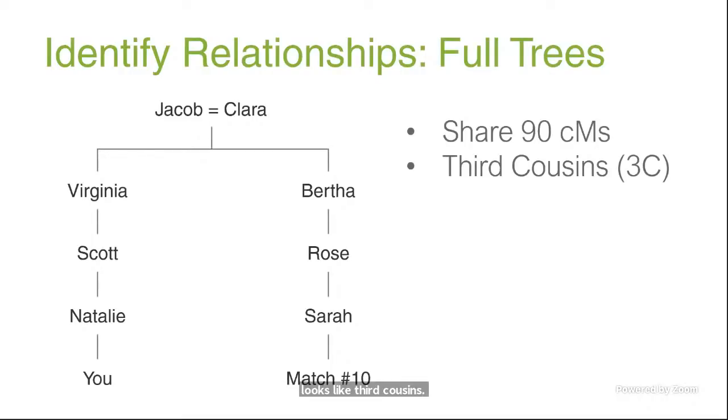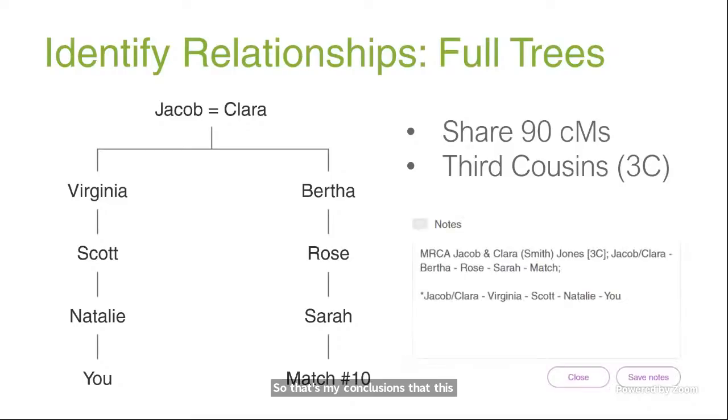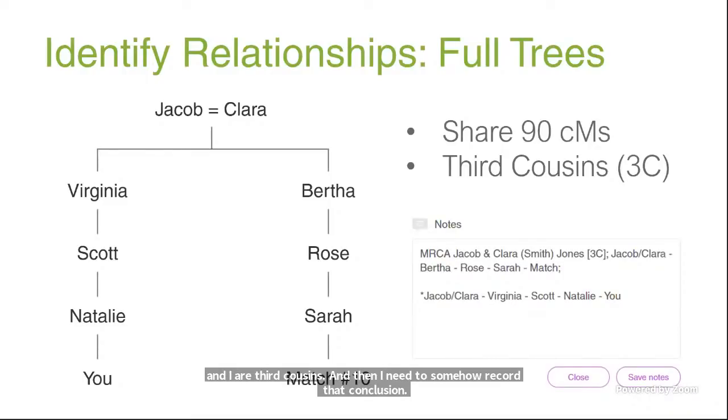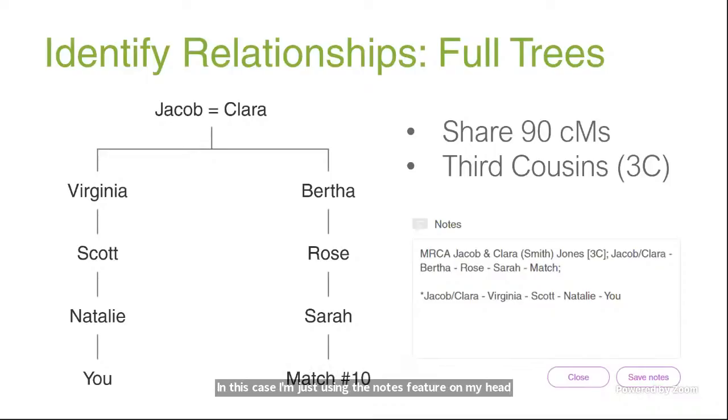So that's my conclusion, that this match number 10 and I are 3rd cousins. And then I need to somehow record that conclusion. In this case, I'm just using the notes feature on MyHeritage. Top right corner, there's a little notes button, and I just put in that the MRCA is Jacob and Clara.